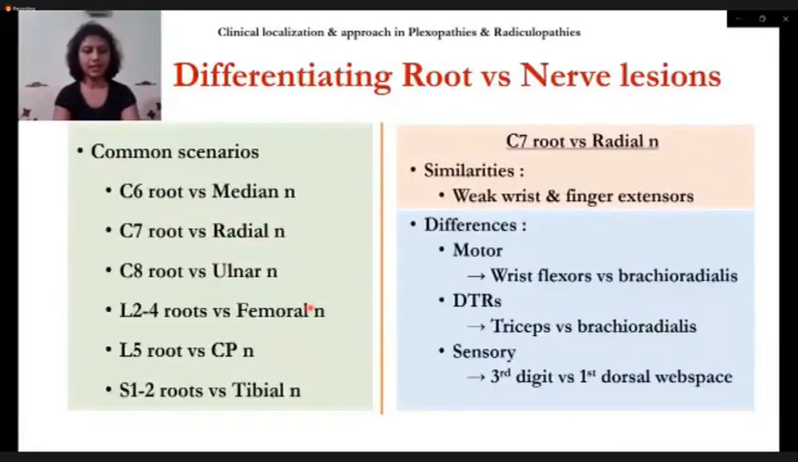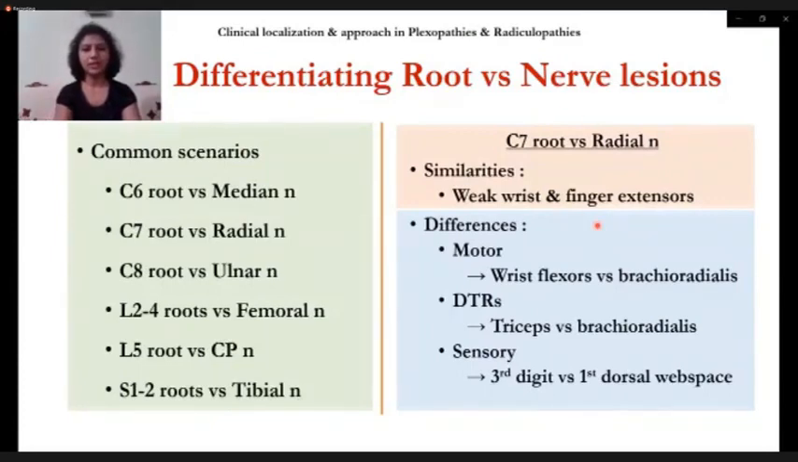Here are the common case scenarios. For instance, in the case of a patient who presents with weakness of the wrist and finger extensors, there can be multiple localizations, including the C7 root and the radial nerve. So one needs to apply the knowledge and understanding of the anatomy with the clinical features so as to distinguish these two very common peripheral neurological localizations.